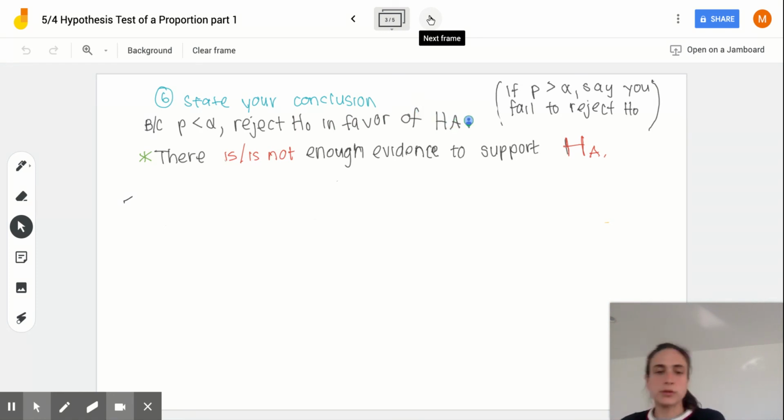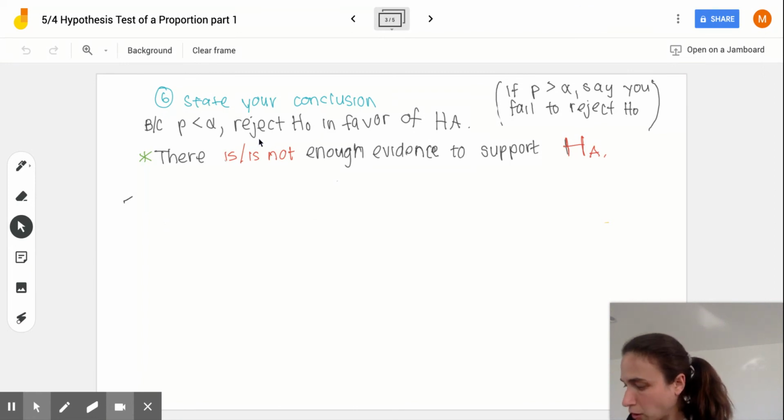Okay, so we're rejecting H0. If it were the other way, you could say this: if P is greater than alpha, you can say you failed to reject H0, okay? So this is the first sentence. I'm going to underline in yellow what you would actually answer if this were a real question. So you would need that sentence.